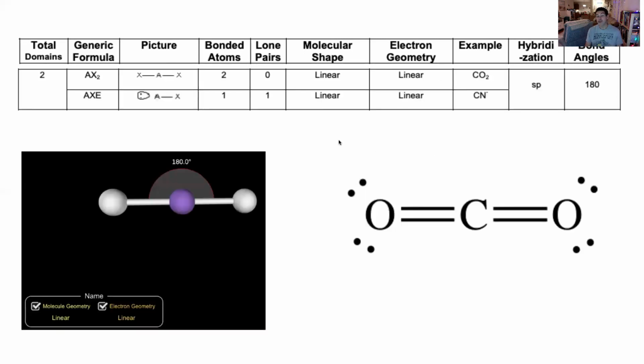All right, now two domains. It could be AX2 or it could be AXE. All right, a good example of AX2 is the carbon in carbon dioxide. All right, it is a linear shape, so it has a 180-degree bond angle. That is the easiest way. They're really far from each other. They're on opposite sides. Two domains, hybridization, sp, 1s, 1p.